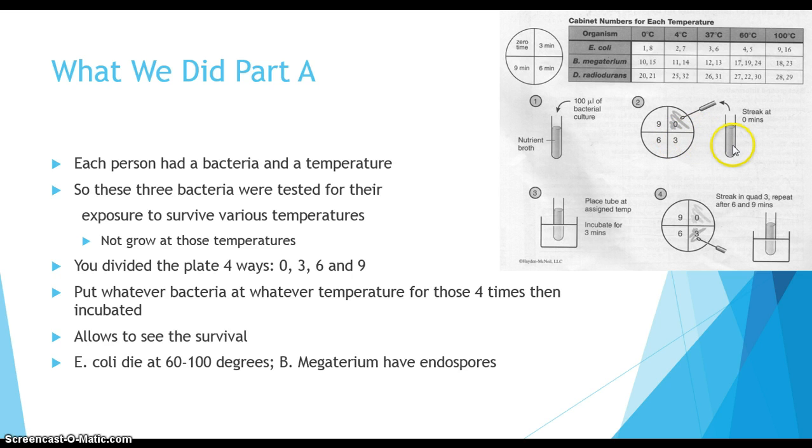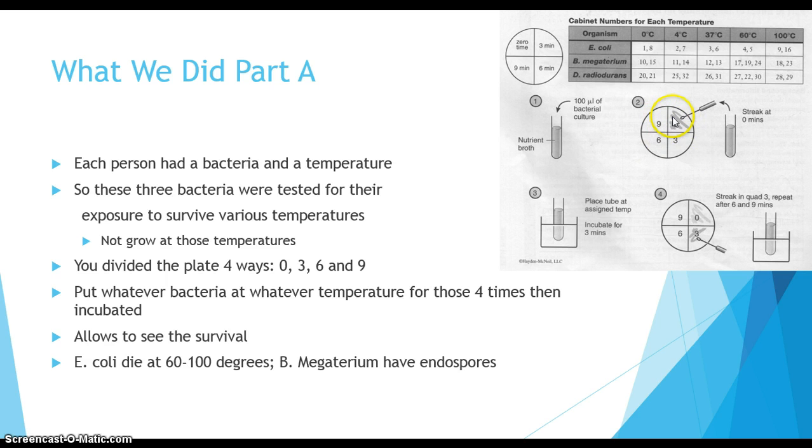That's exactly what you do: you just stick your tube into the temperature, and then you streak it into the quadrant that matches the amount of time after you put it in there initially. So you put it in there for 0, so that was your first one, and you put it in there for 3, then you take it out and streak it, and you put it in there for 3 more minutes and take it out and streak it, and then you put it in there for 3 more minutes and take it out and streak it, and then you get 9 minutes.